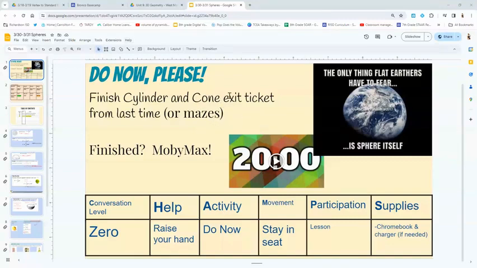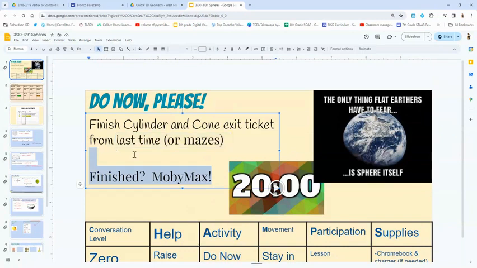You're gonna finish your cone and cylinder exit ticket or maze from last time. Once you're finished, you're not gonna work on Moby-Mex. You're gonna work on IXL. So those are the things that you need to get done today. Hopefully you have those copies with you. If not, you're just going to wait till I come back and I can provide you more copies. I do have some left over from yesterday, but make sure you keep up with your copies.